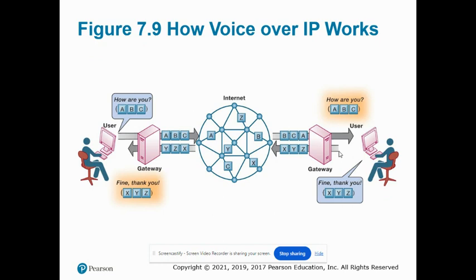Here we see how voice over IP works. The voice messages are digitized and transported over the internet in the same packet switching method as traditional internet data. Gateways are simply computers or network devices that maintain the interface with the internet in a firm.